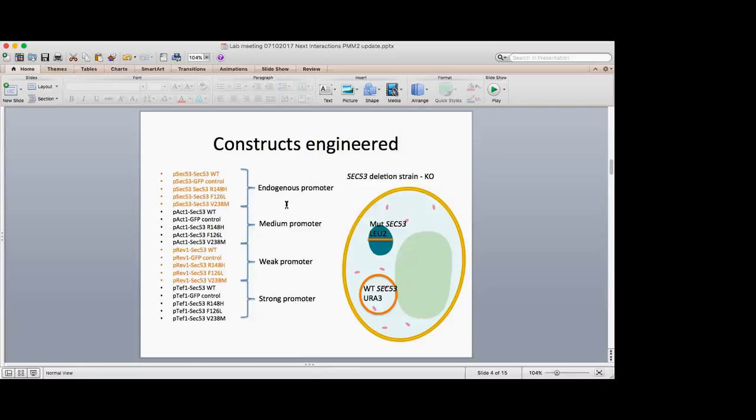And that's why we show an orange bar there to represent that this is an actual integration into the genome. And then the normal copy of Sec53 is kept on a plasmid. That's shown here by this orange circle structure.